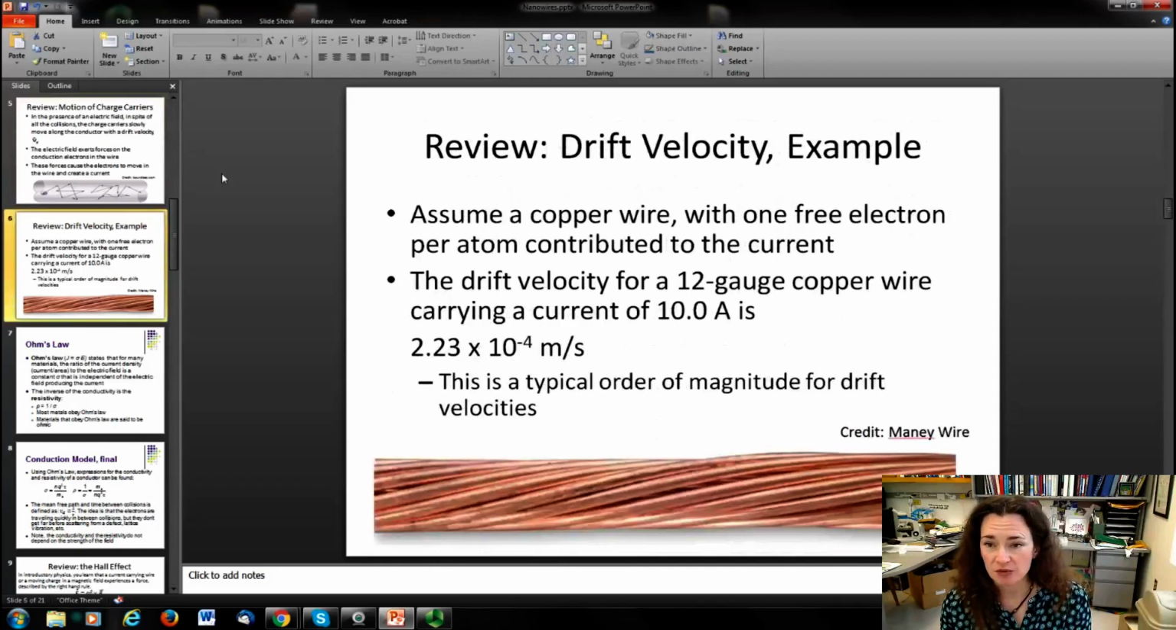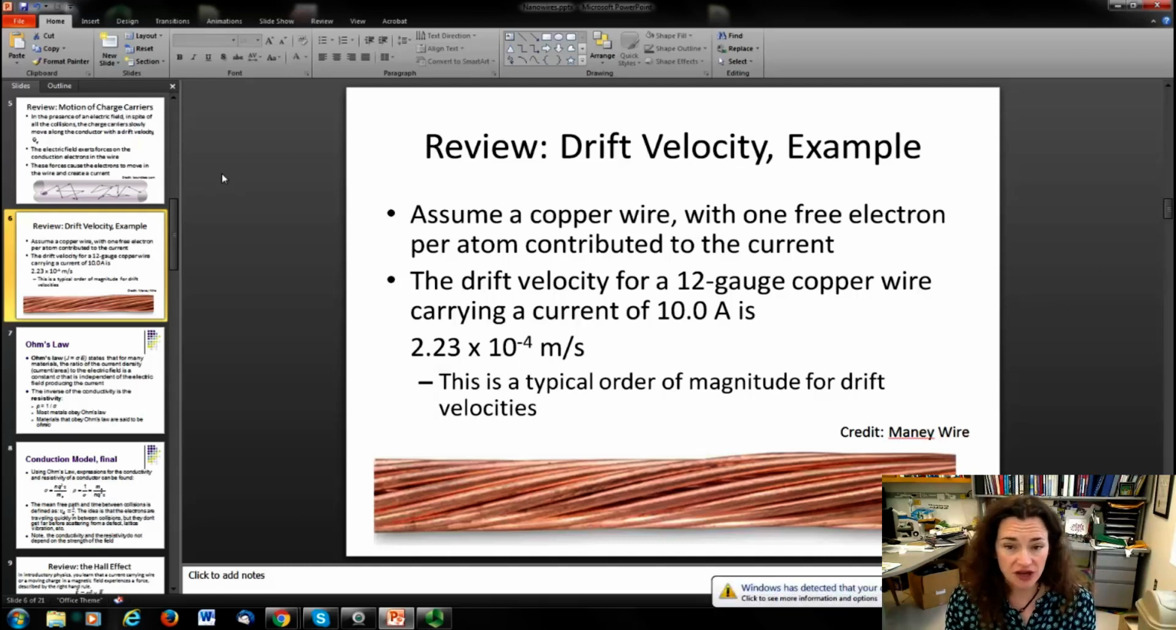So if you assume a copper wire, and in a copper material, 1 free electron per atom contributed to the current, and if you have a 12 gauge wire carrying a current of 10 amps, and you were to calculate what the drift velocity would be, you might think that it would be fast, but instead, no, it's actually a really slow speed, 2.2 times 10 to the minus 4 meters per second. Now, this may seem slow, and you might think, well, if I did it for a different metal, it might be larger. Not really. For typical densities for your metals, 10 to the minus 4, 10 to the minus 5 meters per second is a typical drift velocity.